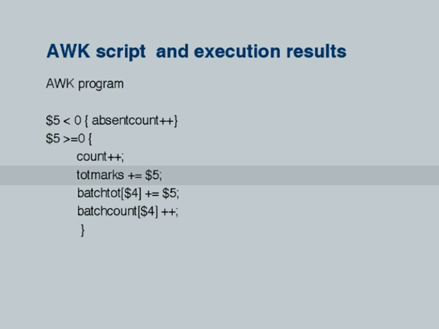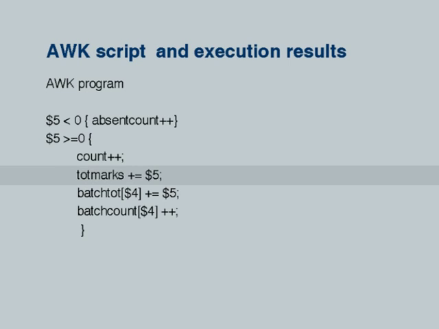tot_marks += $5, exactly C syntax. What is $5? The value of the fifth field, which is marks. Since marks are positive, tot_marks will accumulate the marks total of all the students. So, very simple, no initialization required, tot_marks += $5. Since this statement is guaranteed to be executed for every record where $5 is greater than 0, at the end I know tot_marks will contain total marks, count will contain total count, and division will give me the class average.